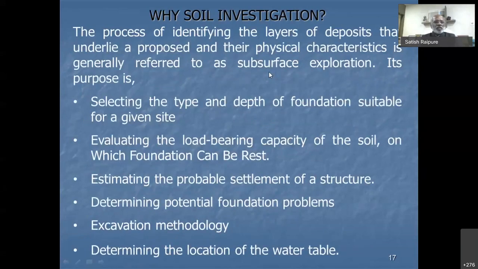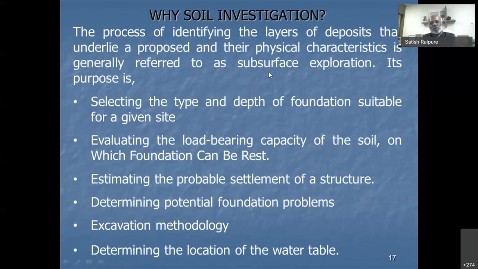Why soil investigation? The process of identifying the layers of deposit that underlie a proposed structure and their physical characteristics is generally referred to as subsurface exploration. Its main purpose is selecting the type and depth of foundation suitable for a given site, and evaluating the load-bearing capacity of the soil on which the foundation can be raised.